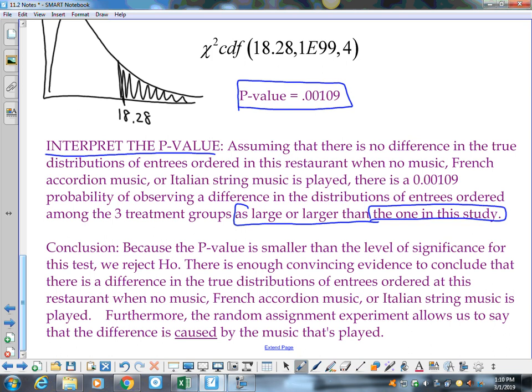Our evidence statement is always about H sub A. There is enough convincing evidence to conclude that there is a difference in the two distributions of entrees ordered at this restaurant when no music, French accordion music, or Italian string music is played. Furthermore, the random assignment experiment allows us to say that the difference is caused by the music that's played. Why can I drop that word caused? Because it's an experiment. That's why.